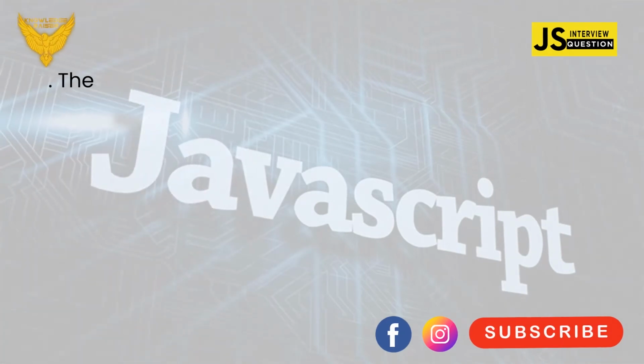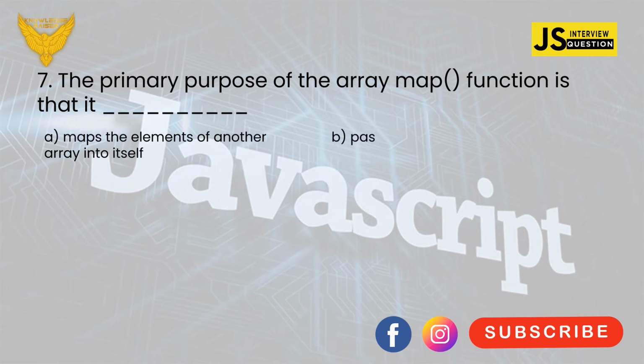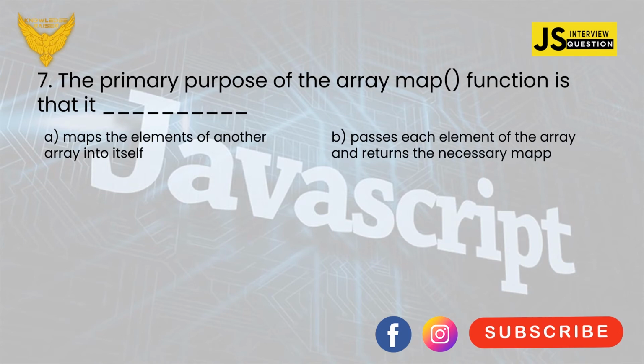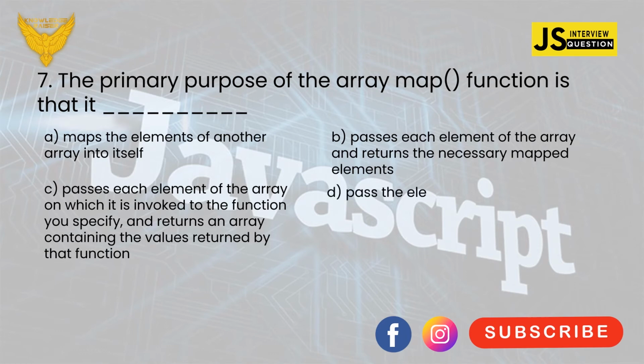Next question number 7. The primary purpose of the array map function is that it A. Maps the elements of another array into itself. B. Passes each element of the array and returns the necessary mapped elements. C. Passes each element of the array on which it is invoked to the function you specify and returns an array containing the values returned by that function. D. Pass the elements of the array into another array. Answer होगा C. Passes each element of the array on which it is invoked to the function you specify and returns an array containing the values returned by the function.